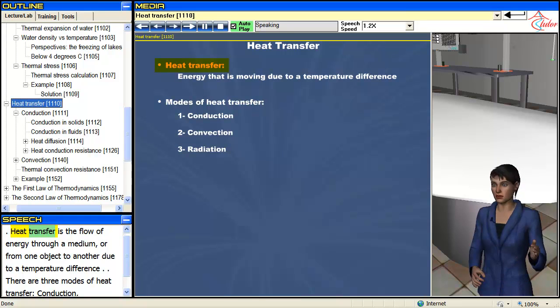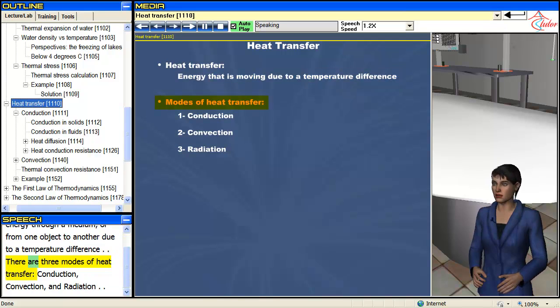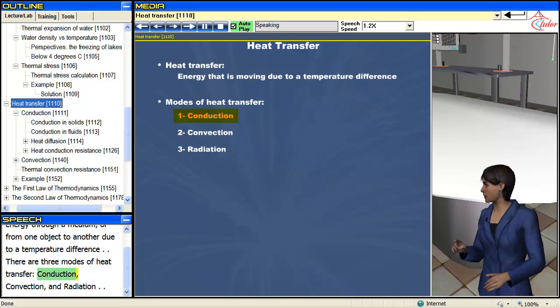Heat transfer is the flow of energy through a medium, or from one object to another due to a temperature difference. There are three modes of heat transfer: conduction, convection, and radiation.